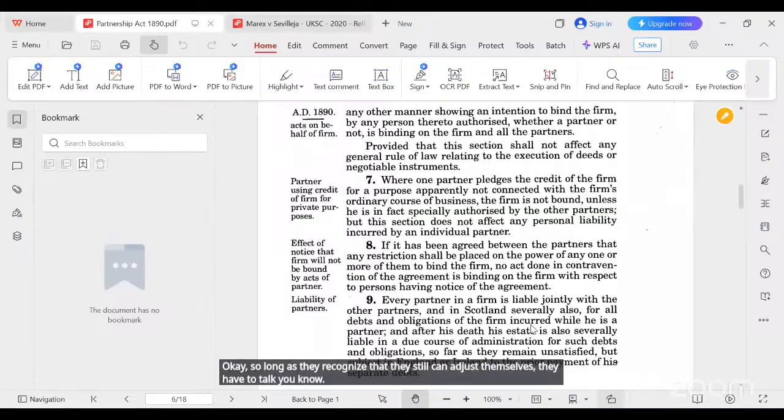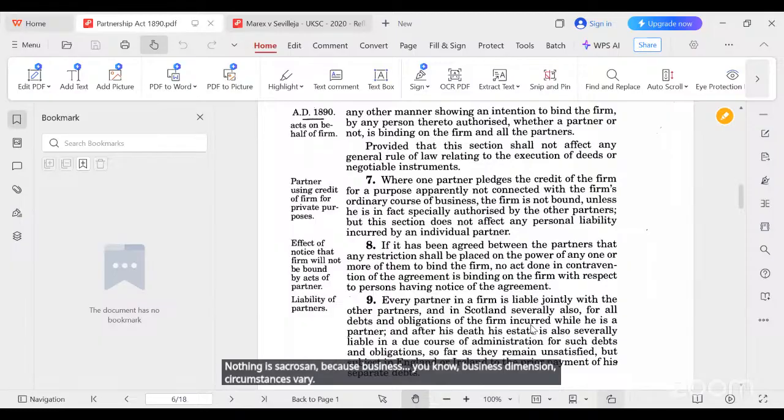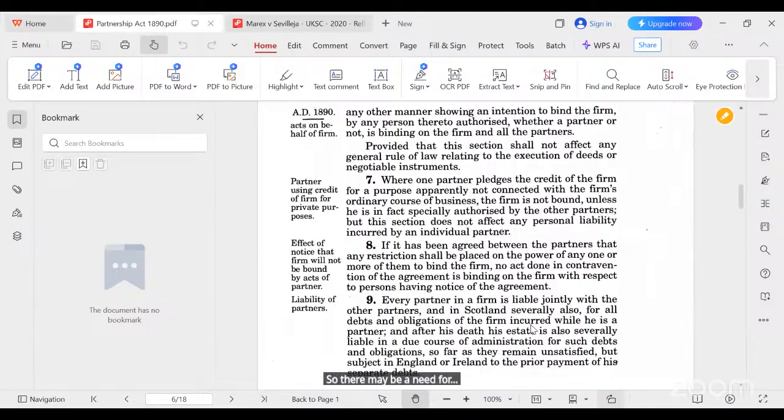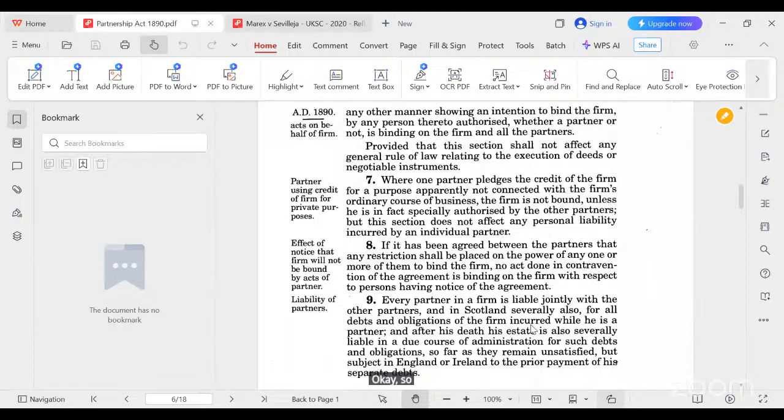Talking may affect some of these things we have been reading so far, because that is how the act wants it. The act is very flexible. Nothing is watertight. Nothing is sacrosanct, because business circumstances vary from people to people, or from one pocket of partnership to another. So there may be a need for adjustment back and forth until they can find the equilibrium that will give them efficient documentation that regulates their relationship. So I have done section 6.